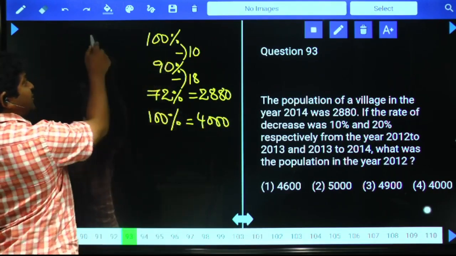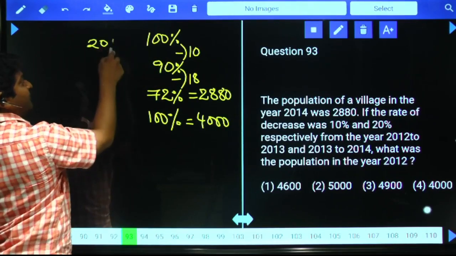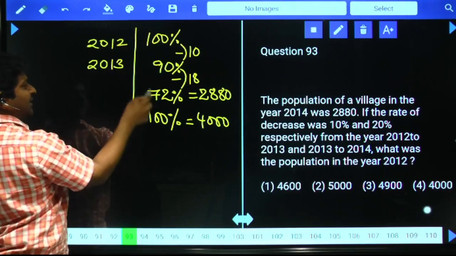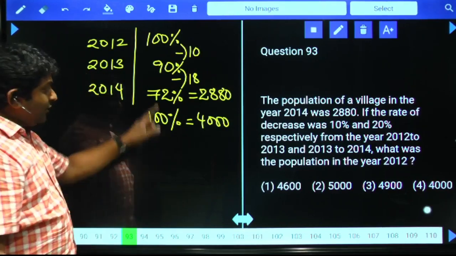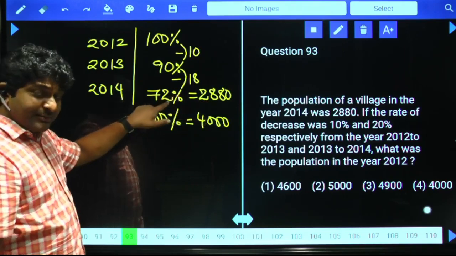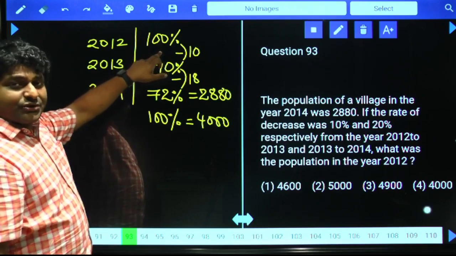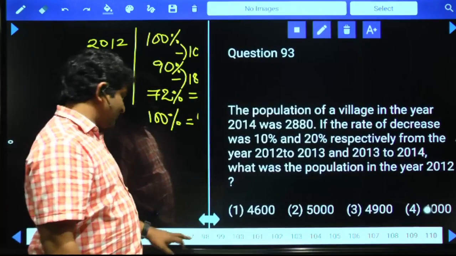This was the population in the year 2012, and next year this was in 2013 and it was in 2014. You are given the 2014 population as 2,880, which is in terms of percentage 72%. 100% was the population in 2012, hence that is equal to 4,000. 4,000, fourth option is the direct answer.